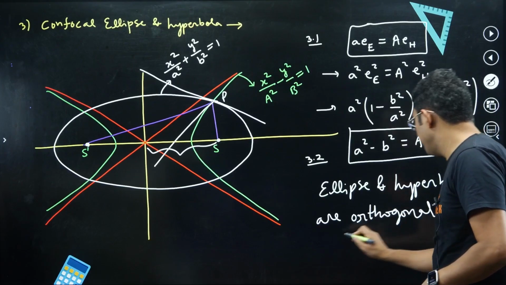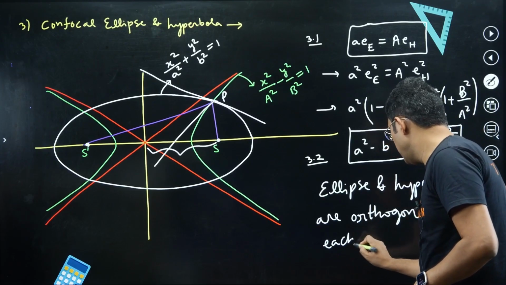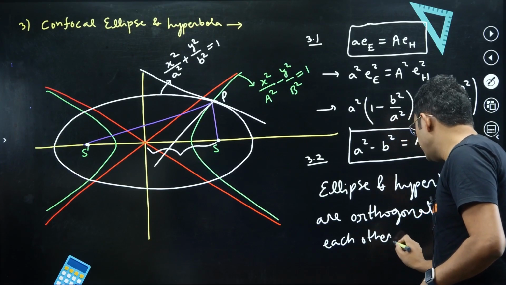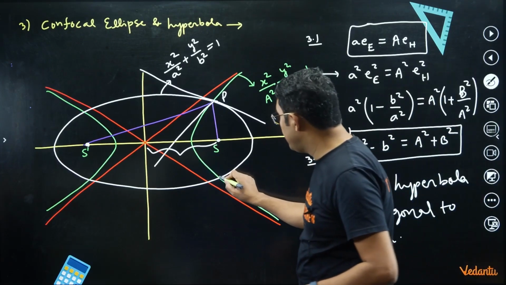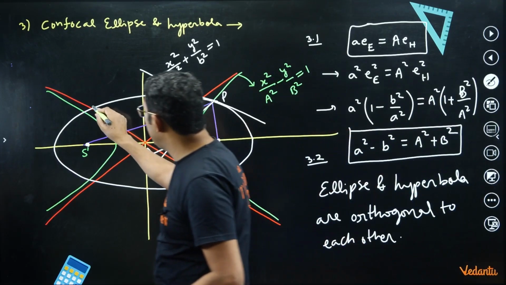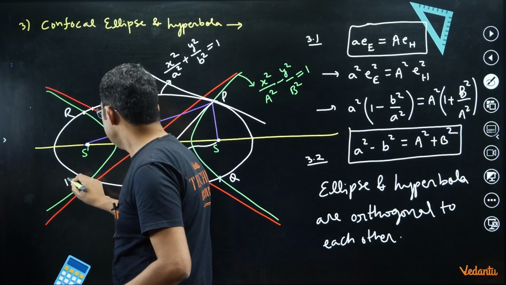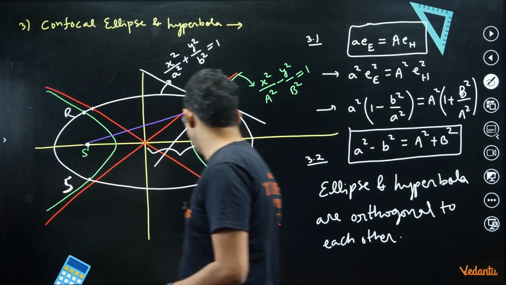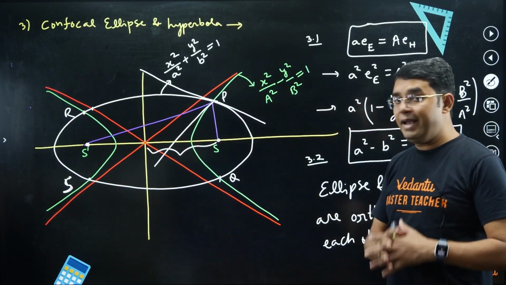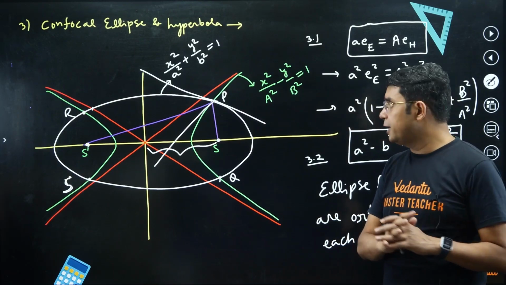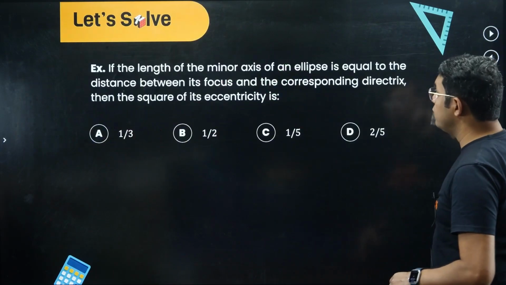Orthogonal to each other. So the 4 points that you can see, P maybe here, this Q here, you can say R here, sorry, this is R and this is S. So at all 4 points they will be intersecting each other at 90 degrees. Okay, so with this I will start solving the questions.